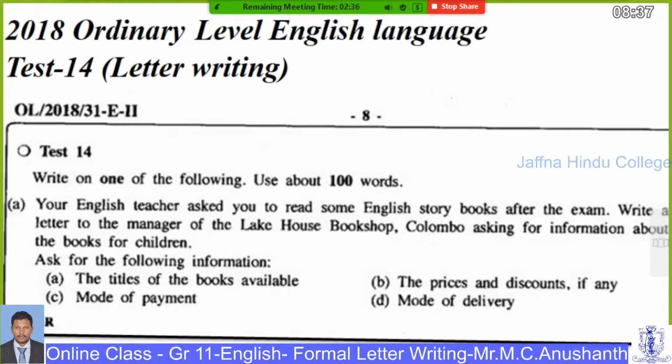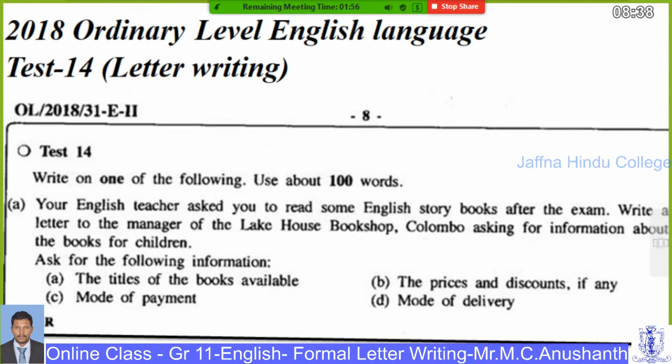And here I have given you a question which appeared on the final paper 2018. This is a question which appeared on the final English language paper 2018. Yes, this is a kind of formal letter. Test number 14. You will have 2 options, either letter writing or graph writing. I am not quite sure whether it is always the same or not, but until 2019, we see these questions. You will have 2 options.